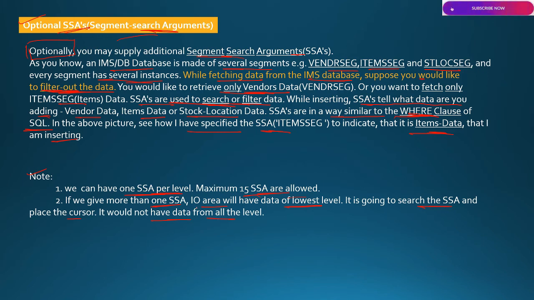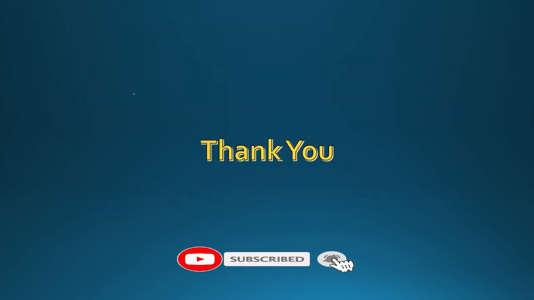If you are doing a get unique using the SSA, it will place the cursor on that segment, and if you want to retrieve the next data within that segment, you can use the various DLI functions. We have DLI functions to fetch, insert, replace, and delete data. So the DLI function and SSA key play a very important role. Thank you guys, that's all from my side.